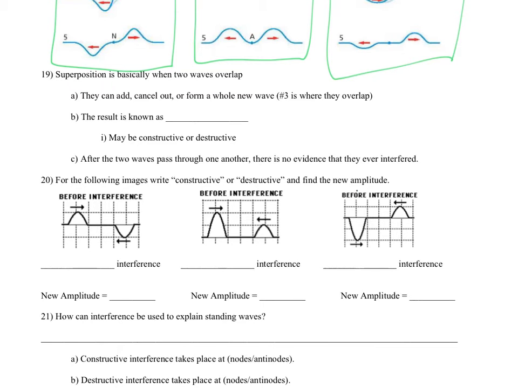So what we call this in physics is superposition. Superposition is basically when two waves overlap, they can add, cancel out, or form a new wave altogether. The third one we saw there, third column, was an example of a whole new wave, not necessarily adding or canceling. And this is known as interference, which can be destructive or constructive. After the two waves pass through one another, there's no evidence that they ever interfered.